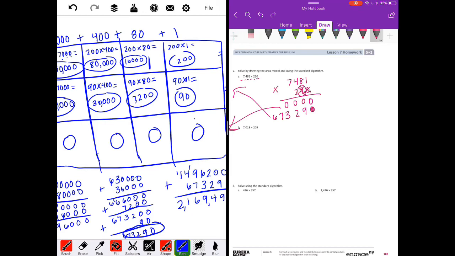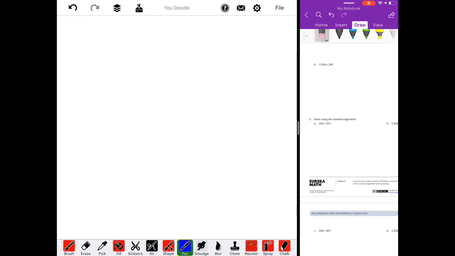Now we have done with the 9, on to the hundreds place. So 2 zeros to get us into the hundreds place. 2 times 1 is 2. 2 times 8 is 16. Carry the 1. 2 times 4 is 8. Plus 1 is 9. 2 times 7 is 14. So there is our 1,496,200, which is up there, the top row. When we add them all together, we get our 2,169,490.